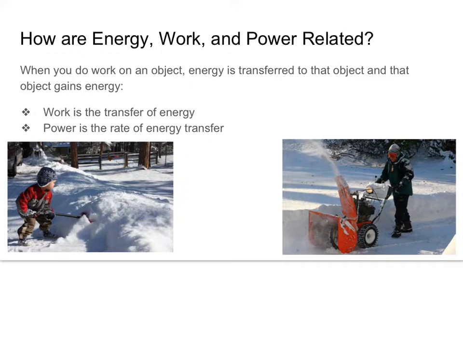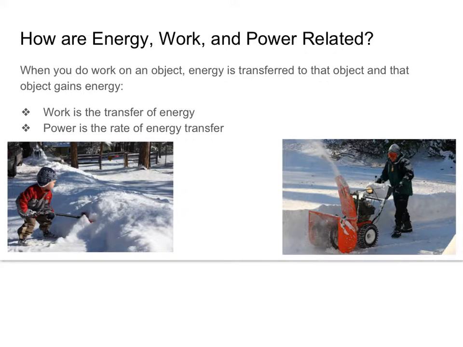Okay, so in the video we just saw, we saw the dog doing work on the cart. Well, when the dog is doing work, he's using energy. And as he's pushing that cart, he is transferring some of his energy to the cart. So how are energy, work, and power related? When you do work on an object, energy is transferred to that object, and that object gains energy.